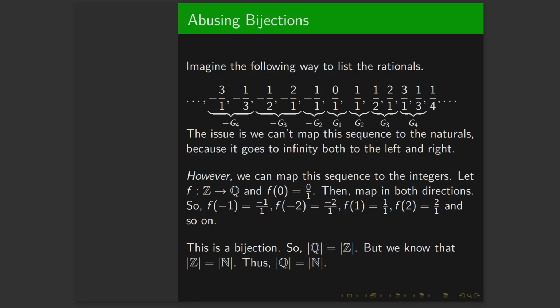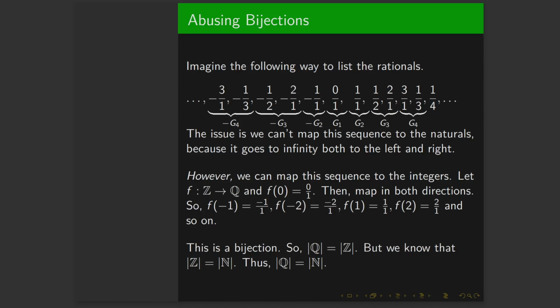The issue is that you can't map N to this sequence because N only goes off in one direction, but we can map Z to this sequence. So we can map Z to Q and start at 0. Send 0 to, of course, 0, and we send 1 to 1, 2 to 2, and we'd send -3 to -1/2, and -4 to -1/3, and -5 to -3, and the same in the positive direction. And this is a bijection. So we just showed that the cardinality of Q is the cardinality of Z.